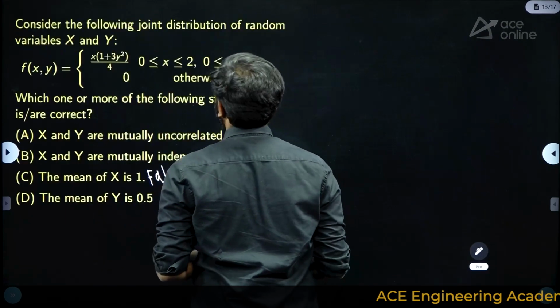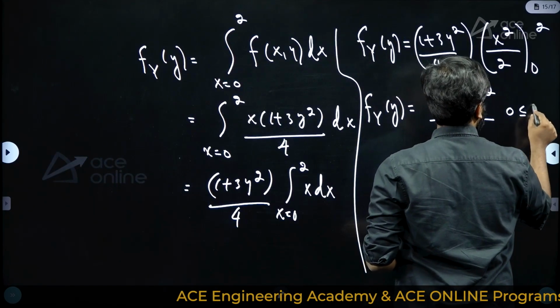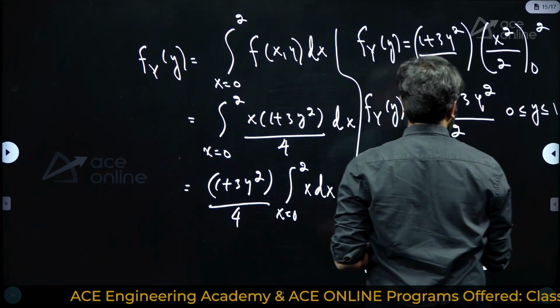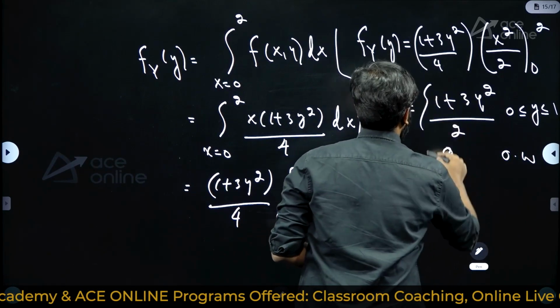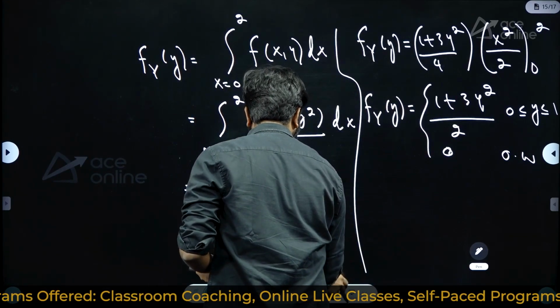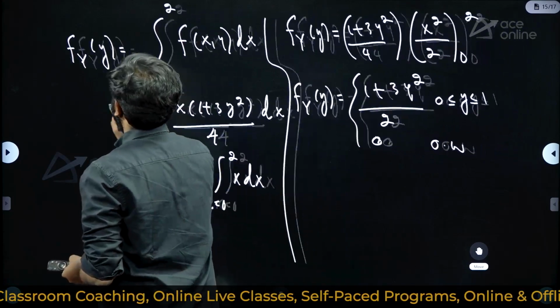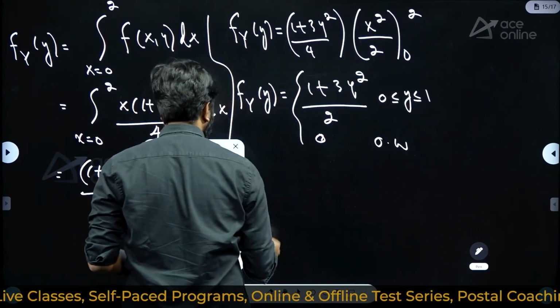But this is valid only in this limit of y, that is y from 0 to 1, and it is 0 elsewhere, or in other intervals it is 0. So I've got the marginal density function of y. Now we need to find the mean of y. It is so simple, students. How to find the mean? Just like the way we calculated earlier.